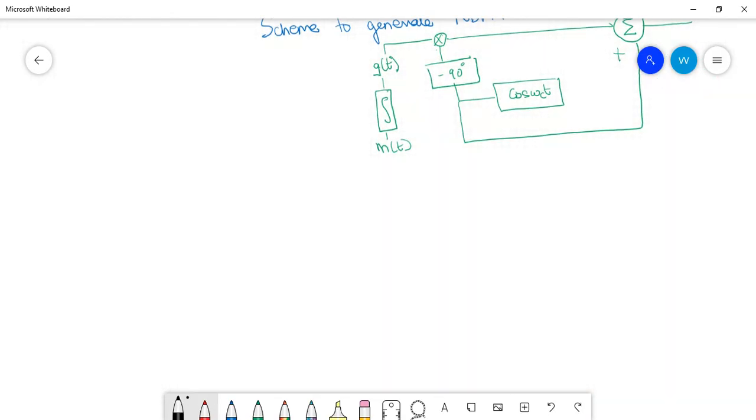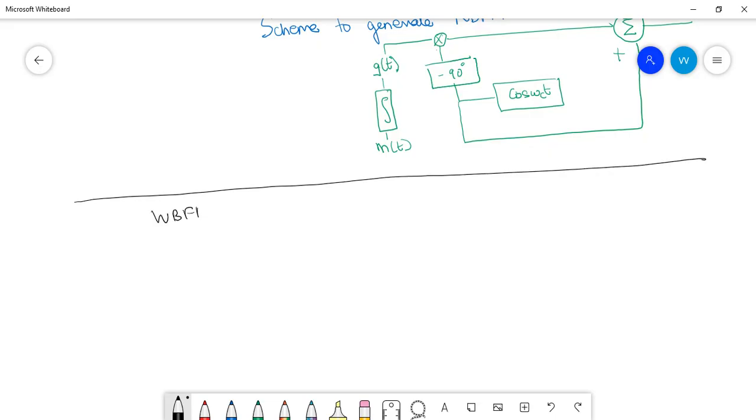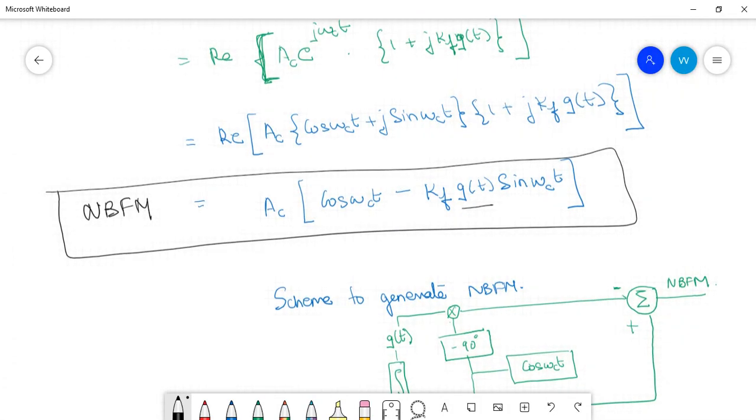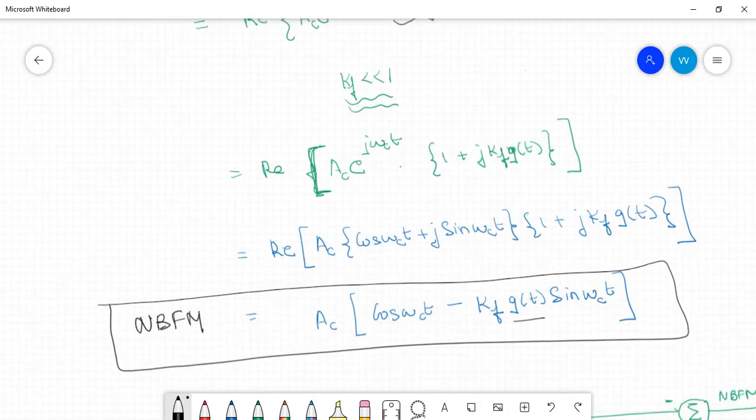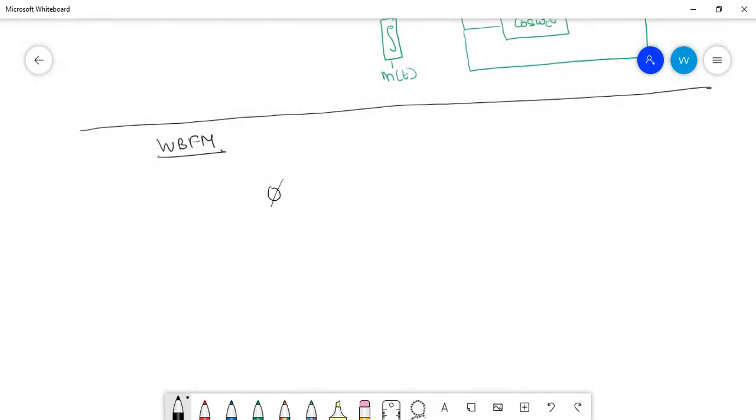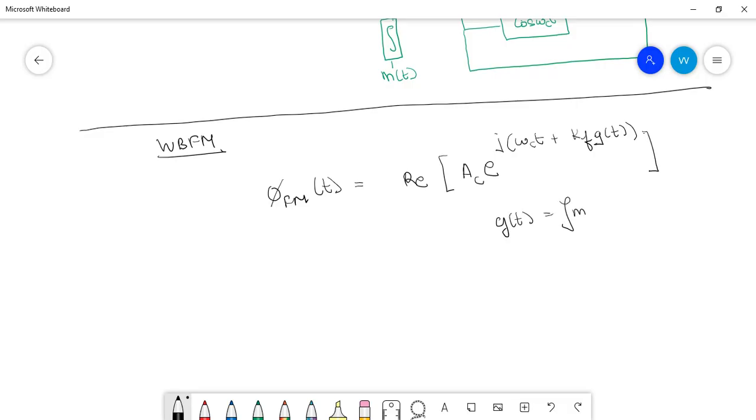okay, so now we can say the narrowband FM is done, so we can go towards the wideband FM. Again I'm going to write the same expression. Your phi_FM(t) is nothing but the real part of A_c e to the power j (omega_c t plus kf g(t)). Mind you, we are taking g(t), which is the integral of m(t).